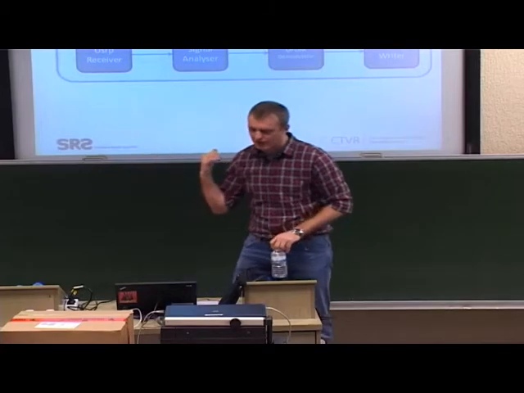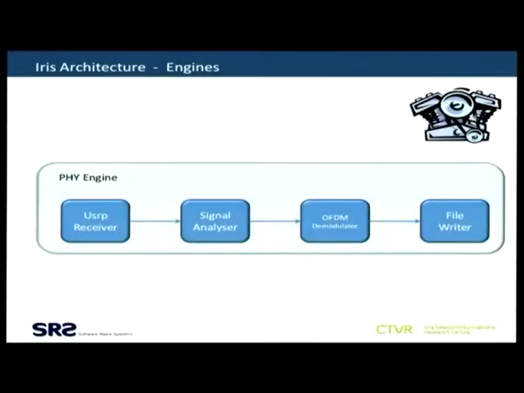An example of a PHY layer engine is that this could be your USRP receiver, signal analysis, OFDM demodulator, and for example a file writer. This is the type of receive chain you might have for that dynamic spectrum access scenario, where you're automatically figuring out parameters of the waveform before your demodulator, and then you're reconfiguring your demodulator according to what's going on.